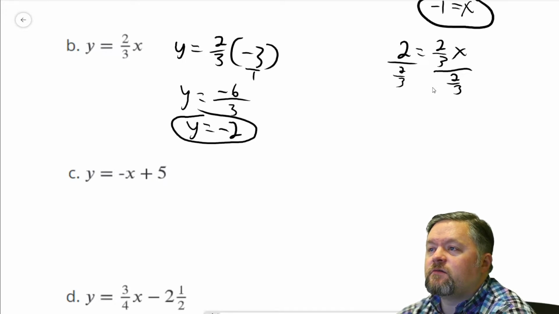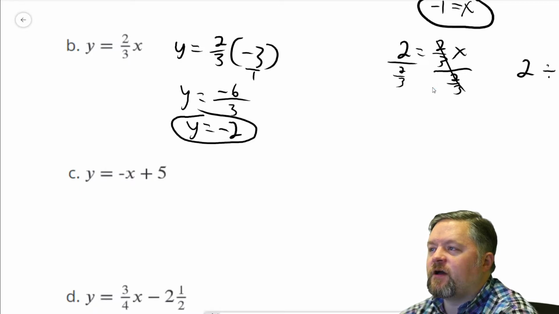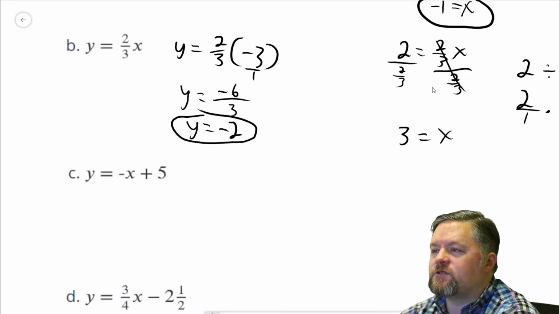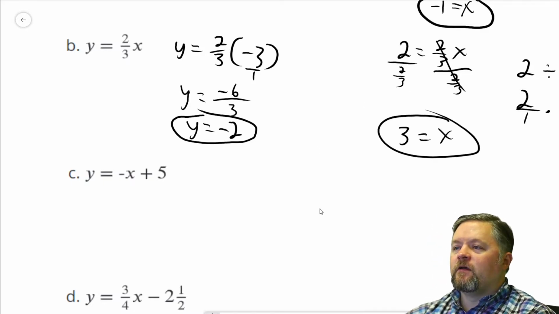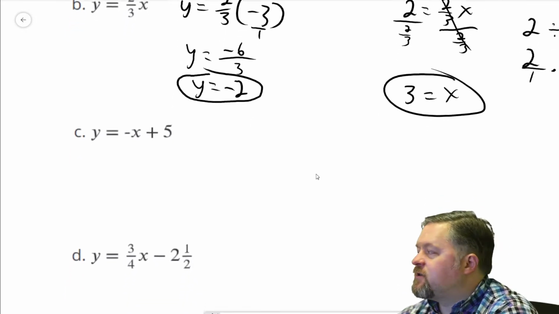What's 2 divided by 2/3? Dividing by a fraction means multiplying by the reciprocal. So we have to do 2 divided by 2/3, which is 2 times the reciprocal. 2 times 3 is 6. 1 times 2 is 2. 6 divided by 2 is 3. 3 equals x. x is equal to 3.